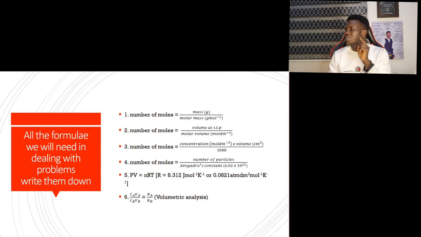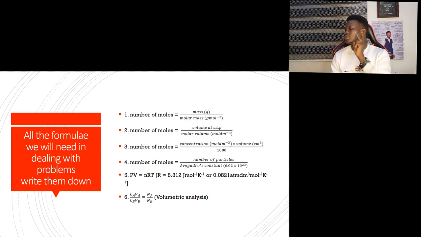If the volume is given in cm cube, you divide by 1000. So anytime you are given concentration and volume and you are asked to calculate number of mole, this is the third formula your brain should think of. The fourth one is number of particles over Avogadro's constant. So if they say calculate number of molecules, number of atoms, number of ions, number of elements, number of anything, your brain should go to that formula 4. Number of moles is equal to number of particles over Avogadro's constant.